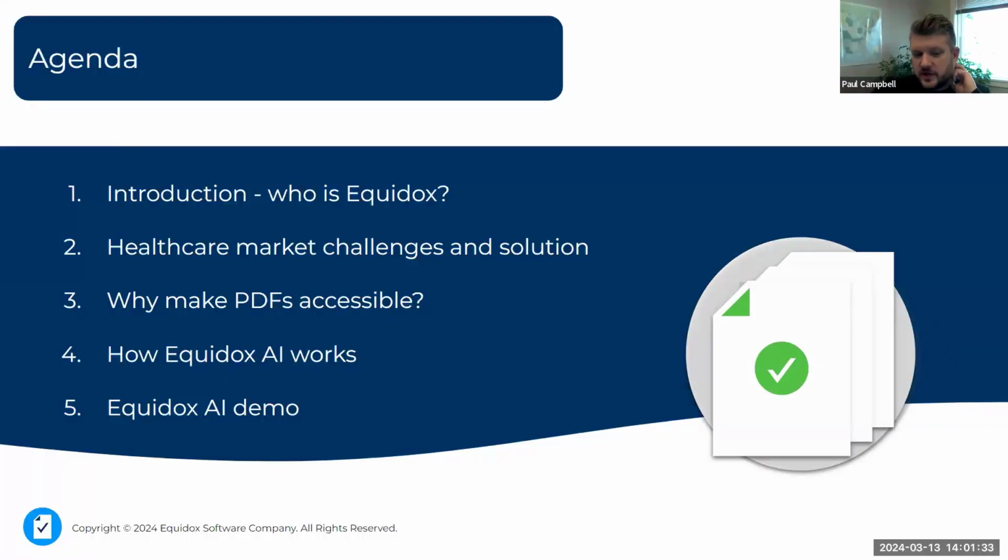An overview of the agenda for today. First of all, we'll talk a little bit about Equidox Software Company, who we are, where we've been, and where we're going as an organization in helping the industry as it relates to PDF remediation. The challenges that we've seen in the healthcare market and our solution to the problem. Then Dan's going to take over and talk about why we make PDFs accessible, followed by an overview of Equidox AI, how it works, and finally a demonstration.